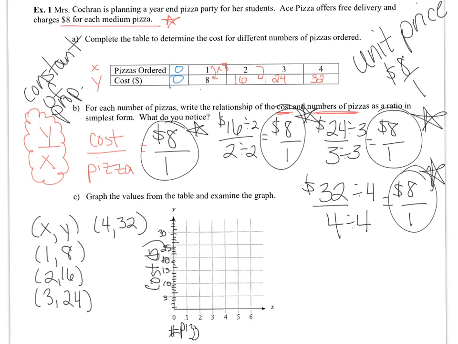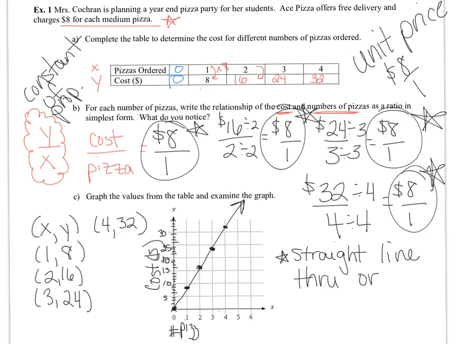I'm going to graph 1 comma 8. So 1, go over 1, up 8 will be here about. 2 comma 16 will be about here. 3 comma 24 will be over here. 4 comma 32 will be up here. And then if we think about 0, 0, it'll be there. If I don't pay any money, if I don't order pizzas. If you look at this line, it is a straight line going through the origin. It's a proportional graph.